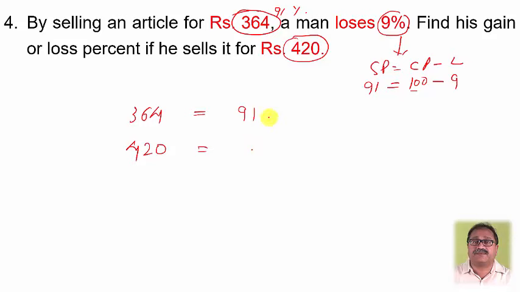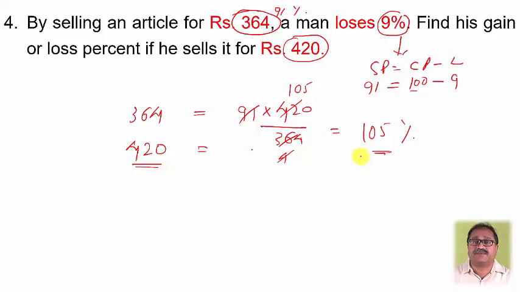Let's calculate this. That's into 420 by 364, and the rest, I can see that this number gets cancelled by 4 times, and with 4, 1 and 0 and 5. So which is 105%. That means if the trader sells for rupees 420, it is 105% of the cost price. What is the profit percentage?